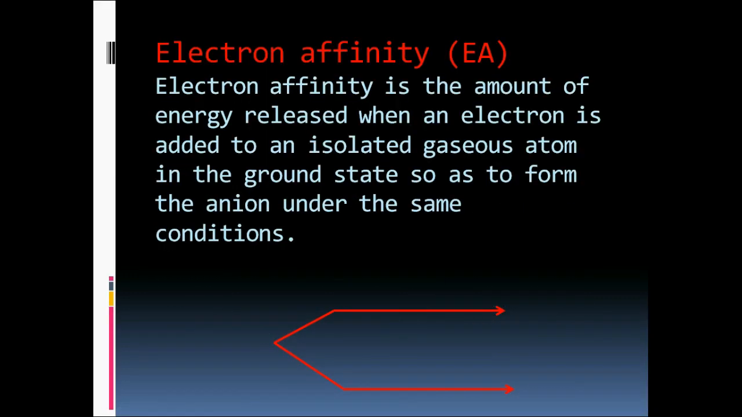Electron affinity. It is the amount of energy released while converting a neutral gaseous isolated atom into a negatively charged gaseous ion by the addition of electron. Unit is electron volt per atom or kilojoule per mole.